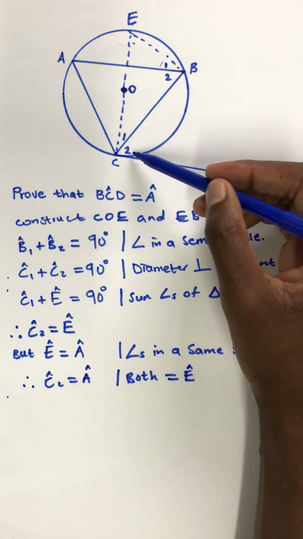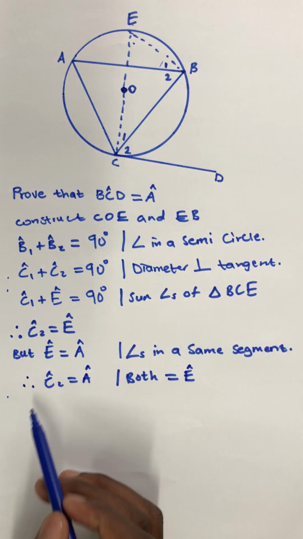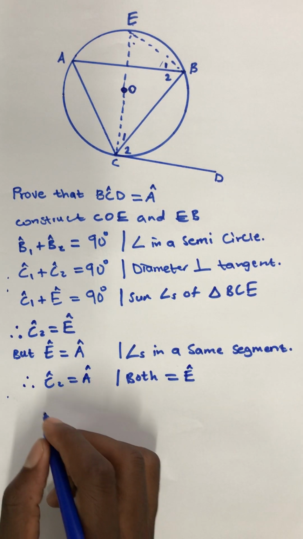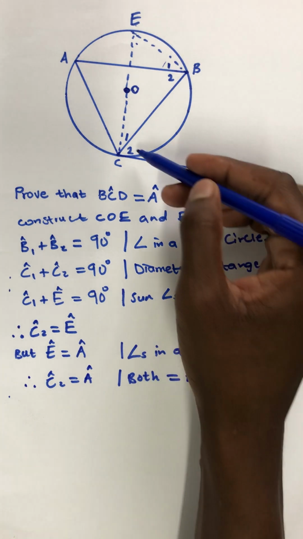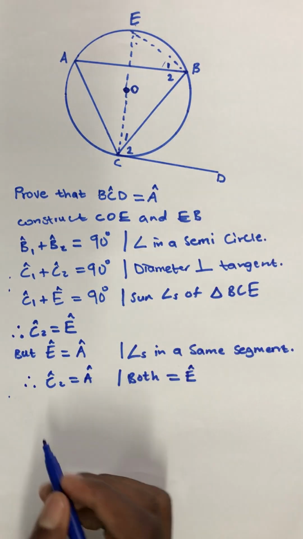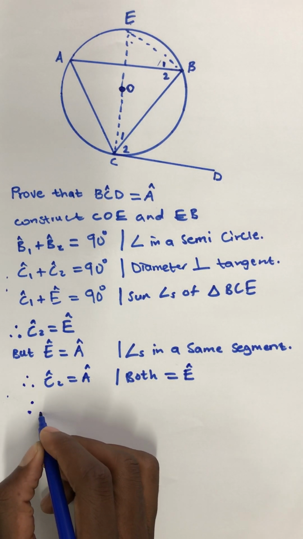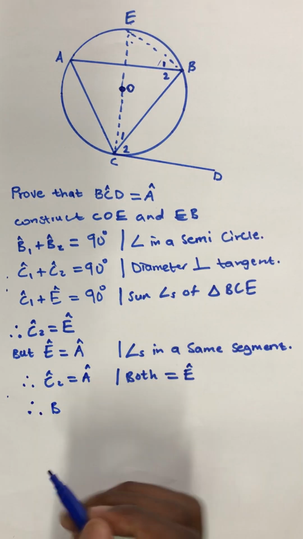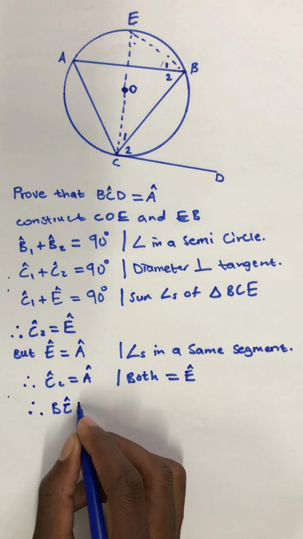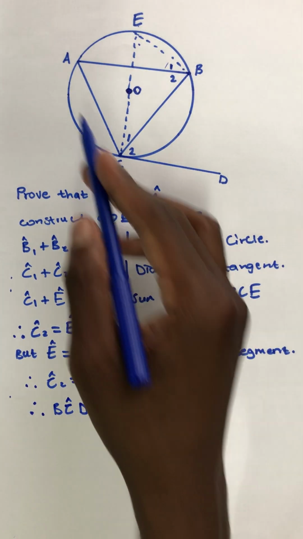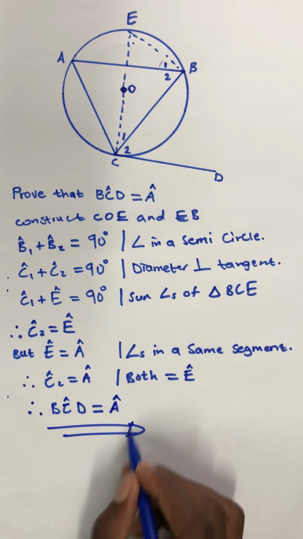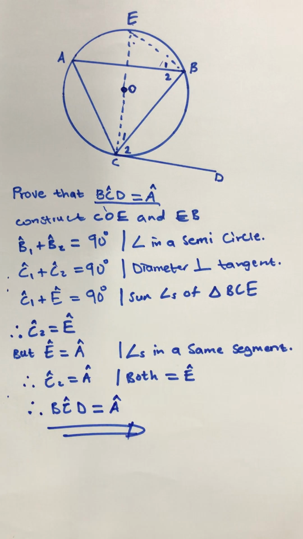So let's check C2. C2 is that, and we are saying C2 is equal to angle A. So this is what we're looking for, but we call C2 as B angle CD. So therefore, B angle CD is equal to angle A. So this is what they wanted us to prove. B angle CD is angle A. So this is the final answer.